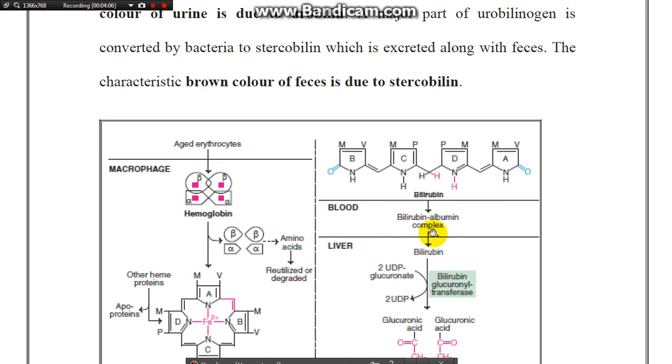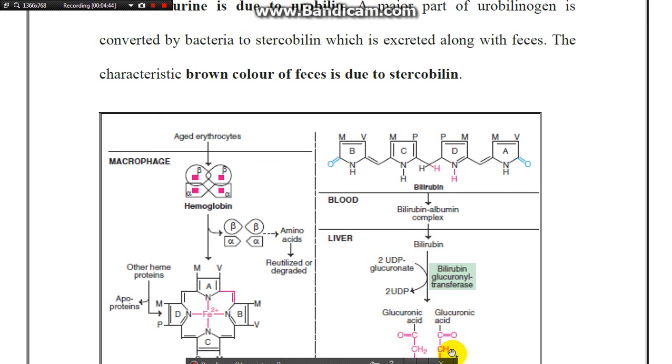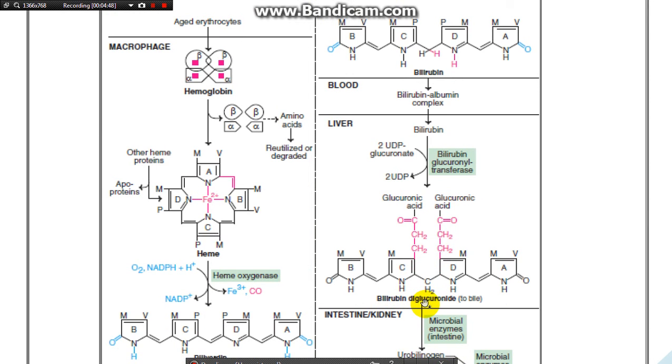After this complex reaches the liver, the bilirubin is released into the hepatocyte and binds with ligandin proteins inside the hepatocyte, and bilirubin is conjugated with glucuronate obtained from two molecules of uridine diphosphate glucuronate, in the presence of the enzyme called bilirubin glucuronyl transferase, responsible for binding bilirubin with glucuronate to give the molecule called bilirubin diglucuronide.